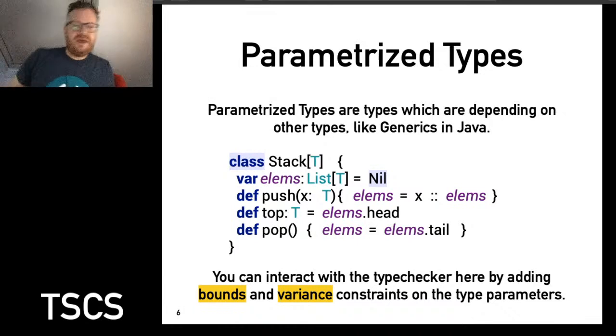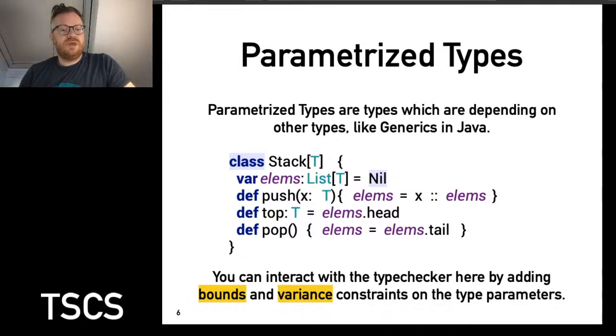Parameterized types. You may have seen this from generics. You can have classes that depend on type parameters, and these type parameters can then be used inside the elements of the class. In this case, we have a stack with a variable called elements, which is implemented as a list of this particular type and is started with the null element. So it's an empty list.